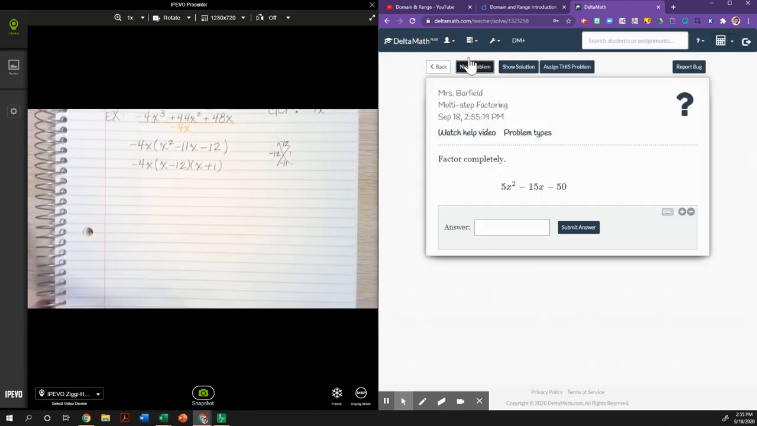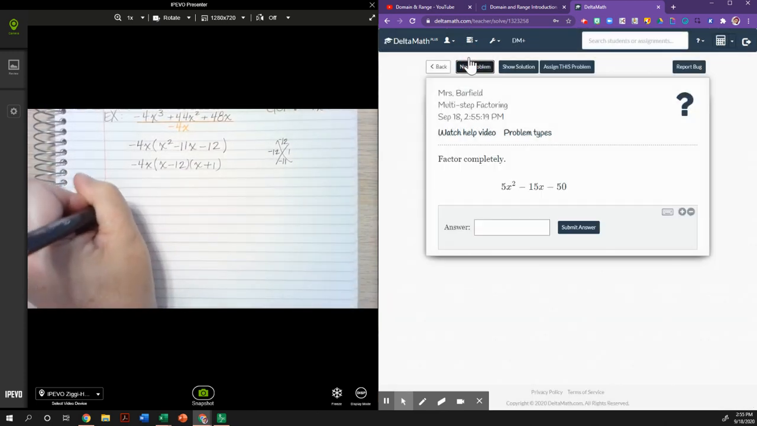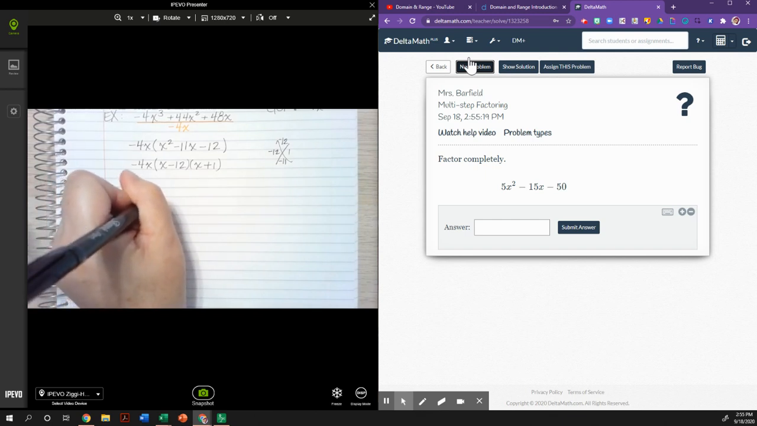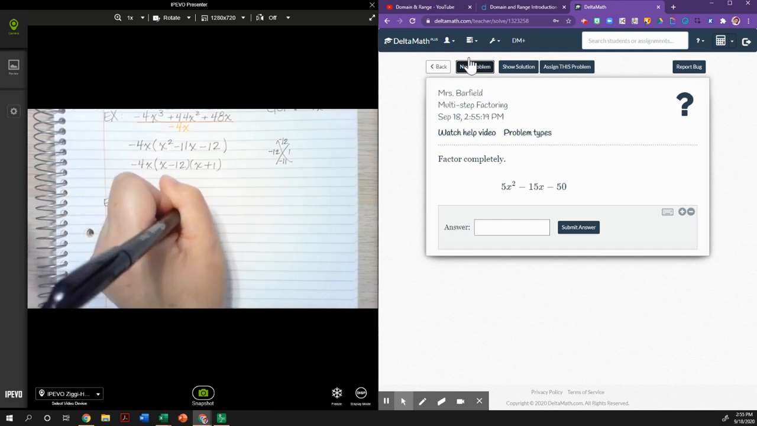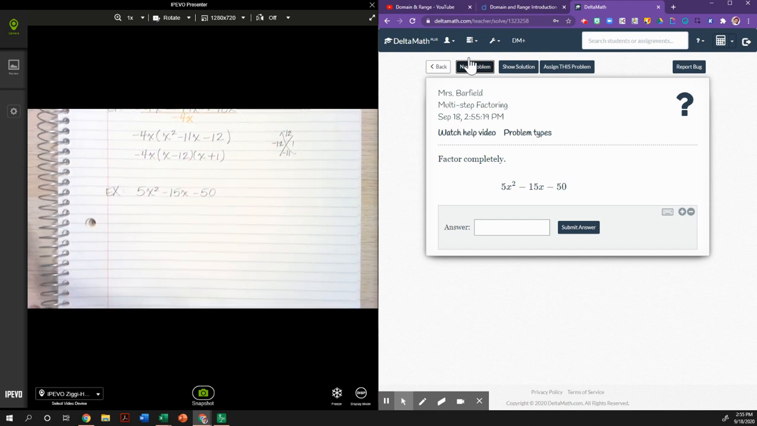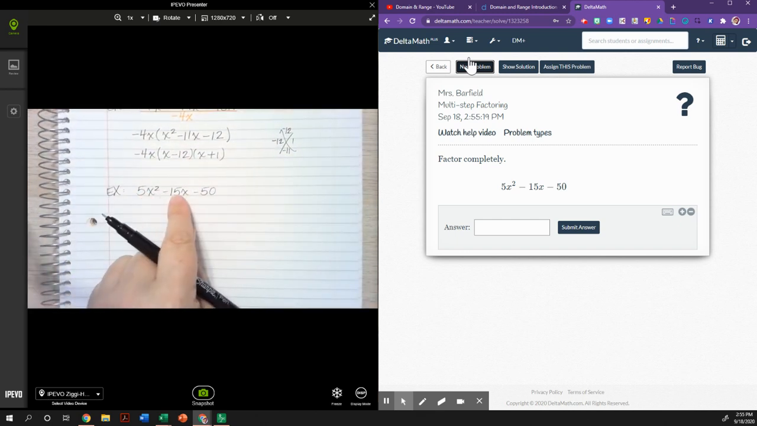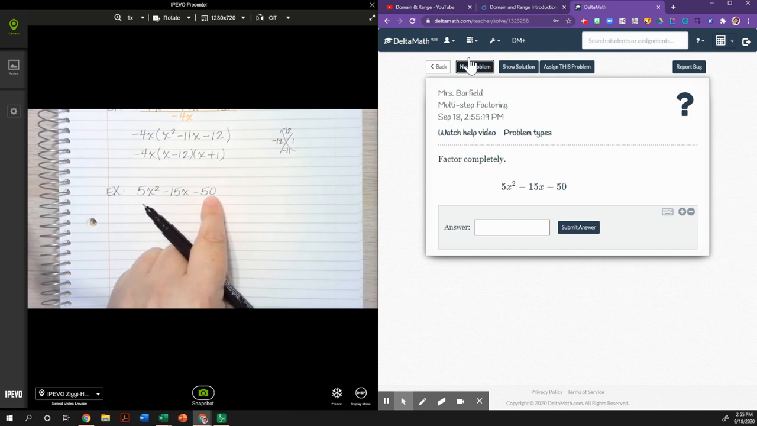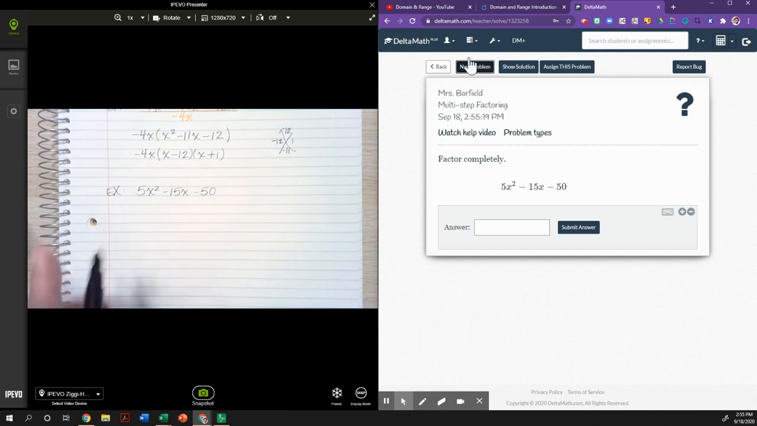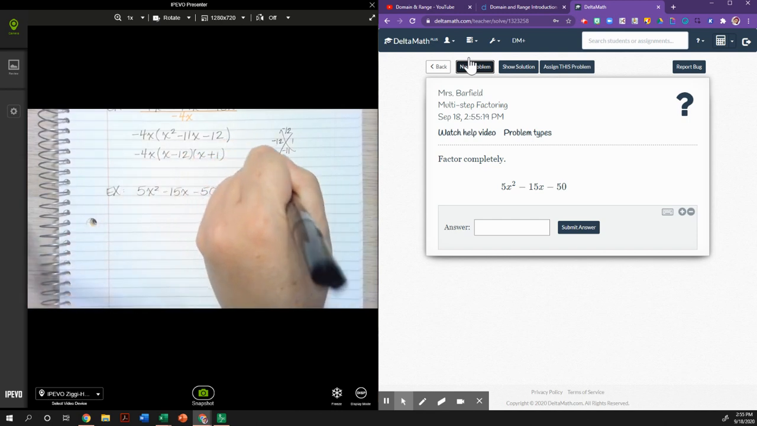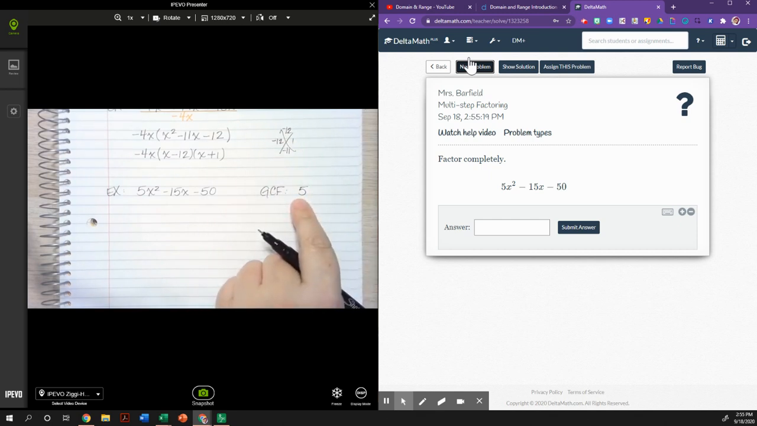All right, new problem. 5x squared minus 15x minus 50. As I look through, they do not all have a variable in common, because this 50 is just a constant. When it's a number by itself, it's just a constant. So there is no greatest common factor that's a variable this time. But if I look at 5, 15, and 50, they can all be divided by 5. So in this particular problem, my greatest common factor is just 5 on its own.